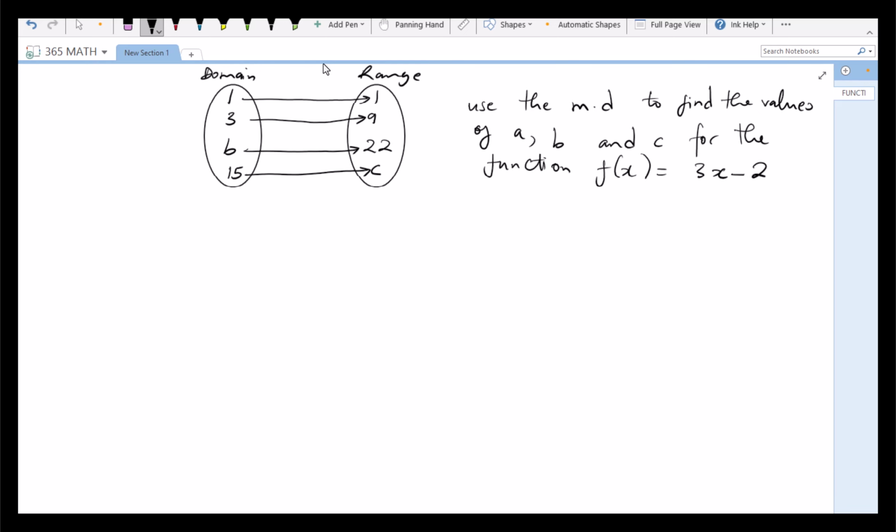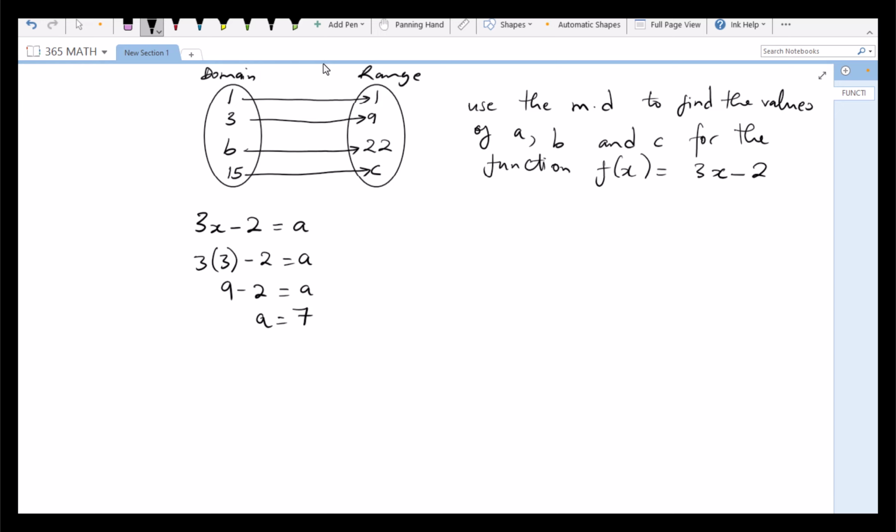For us to get A, remember A is the outcome because it is in the range. So this is the outcome. So we're saying our function 3x minus 2 is equal to A. And for x, we have 3 because we're looking at this right here. For x, we have 3, so that becomes 3 times 3 minus 2 is equal to A. So we have 9 minus 2 is equal to A. So our A is 7.